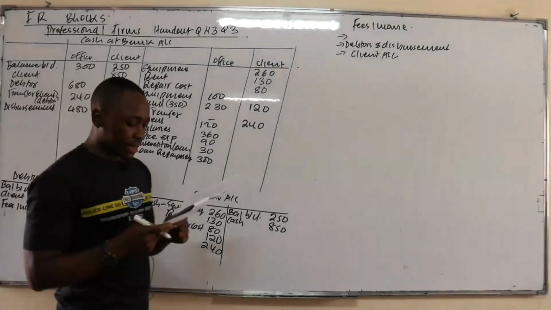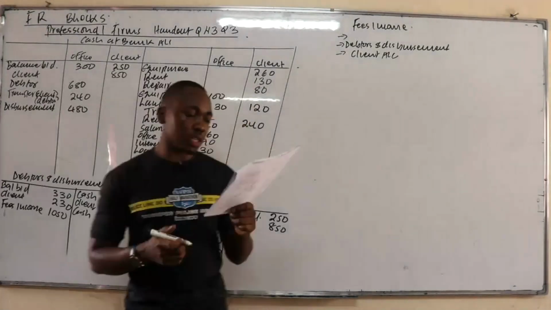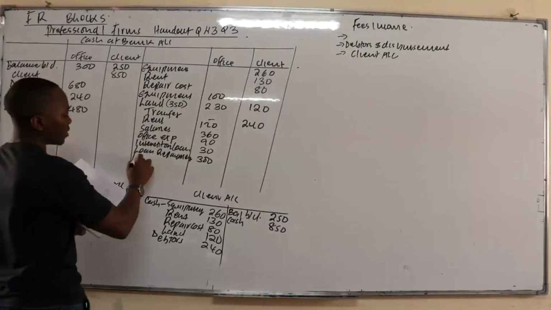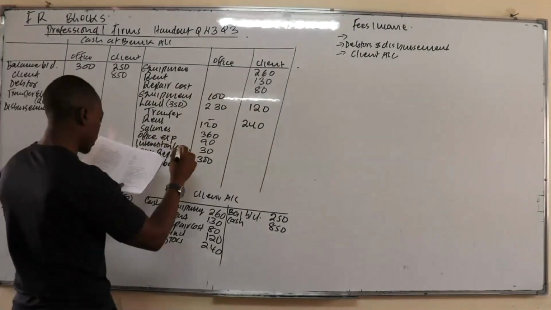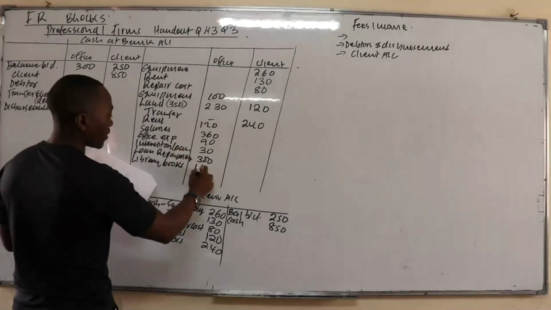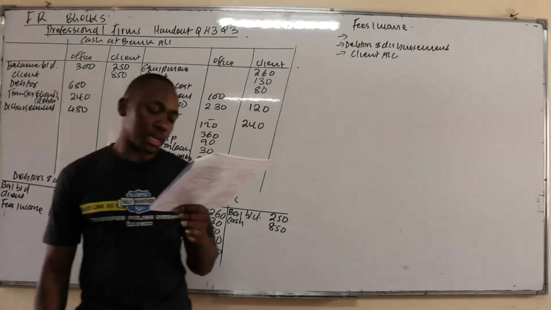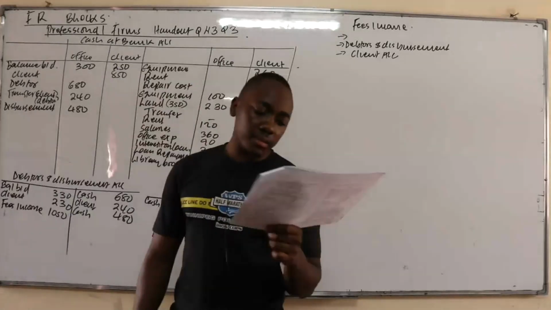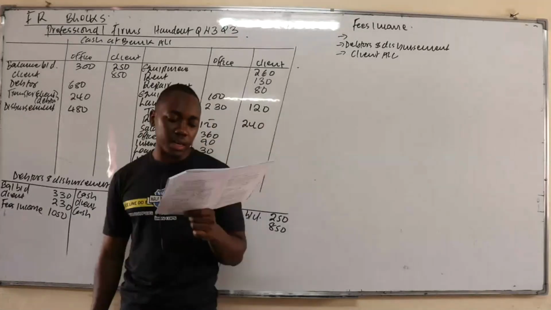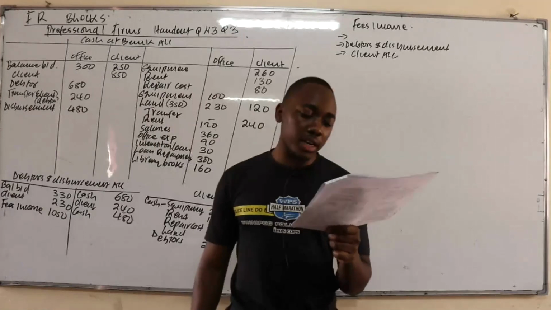Number 9, purchase library books worth 160 and paid them in cash. So library books, those are cash outflow. Library books, an amount of 160. Then number 10, sorry, it's not purchases, purchase stationery on credit for 210.